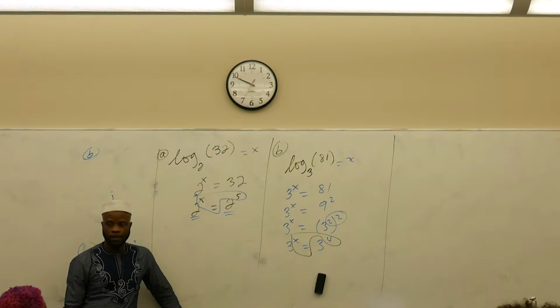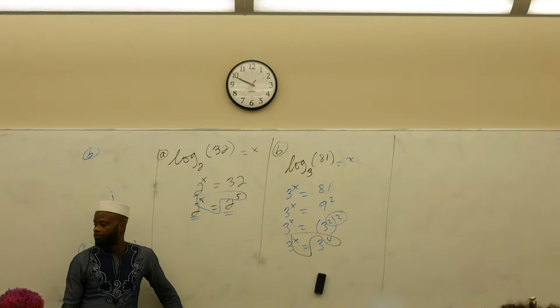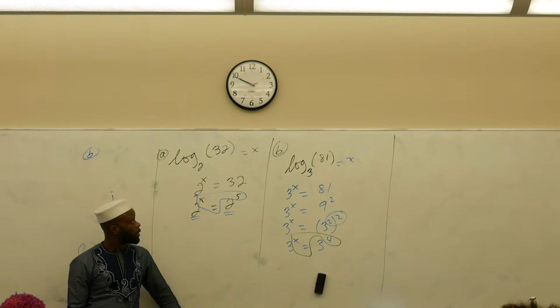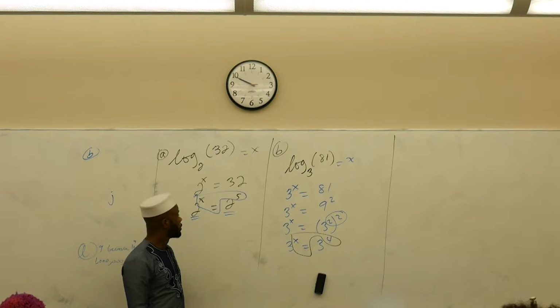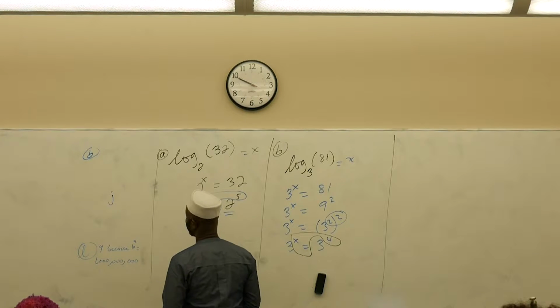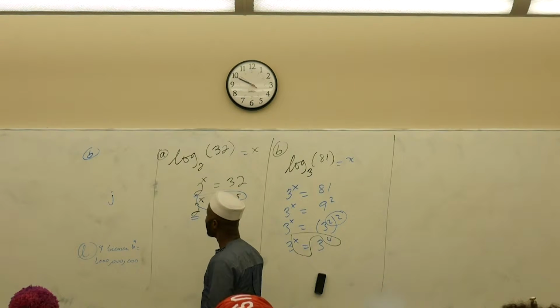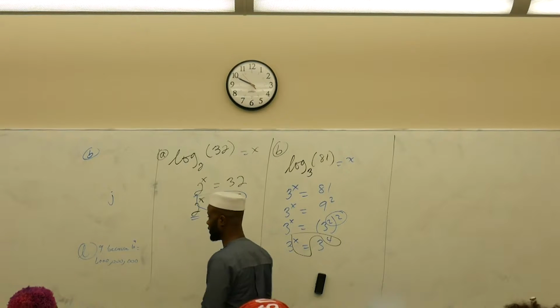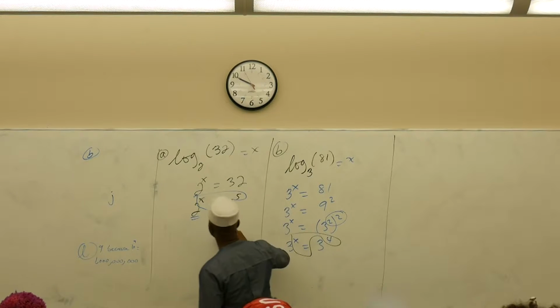We're good? Anybody with a question? That was B. And then the next one was, yeah, B. So then let's look at J. It's the next one coming up.